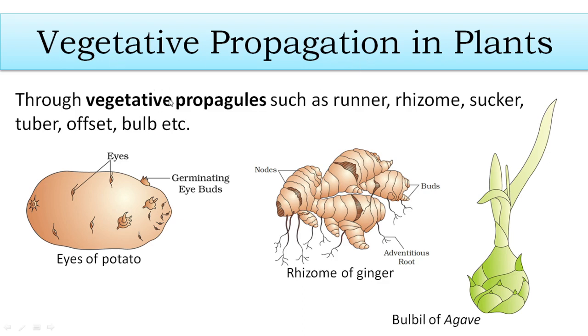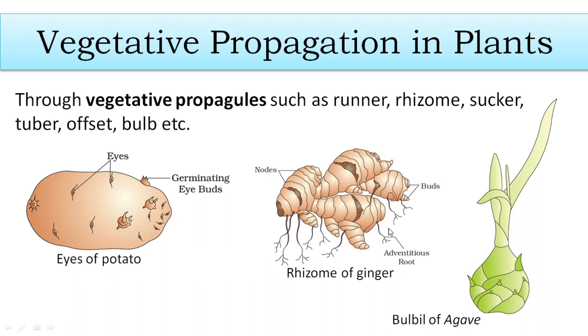So special vegetative propagation structures are called vegetative propagules. Vegetative propagules: runners, rhizome, sucker, tuber, offset, bulb. For example, the eyes of the potato. These are nothing but the stem buds, right? Stem buds of the potato, or we also call them eyes. These eyes can germinate into new individuals.